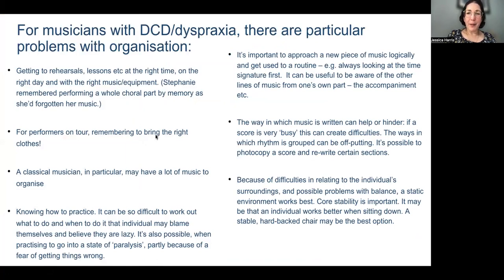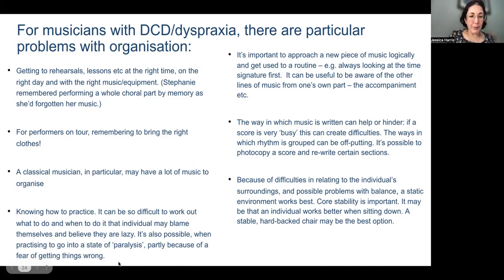So for musicians with dyspraxia, there are particular challenges with organization. So getting to rehearsals, getting to lessons at the right time, on the right day, and with the right music or equipment. Stephanie remembered performing a whole choral part by memory as she'd forgotten her music. For performers on tour, remembering to bring the right clothes. A classical musician in particular might have a lot of music to organize and knowing how to practice. So it can be so difficult to work out what to do and when to do it that individuals might blame themselves and believe they are lazy.